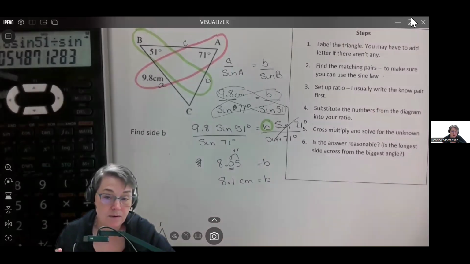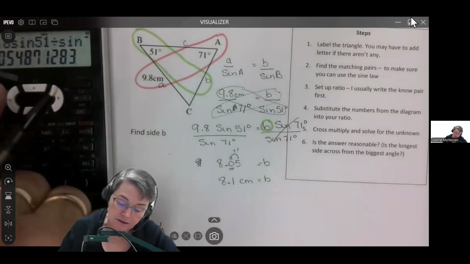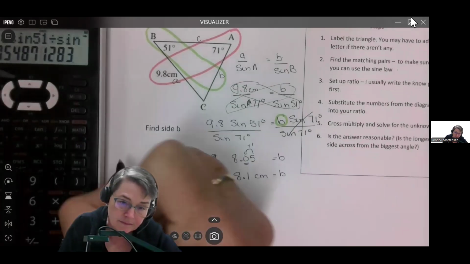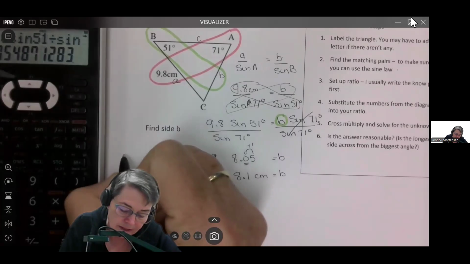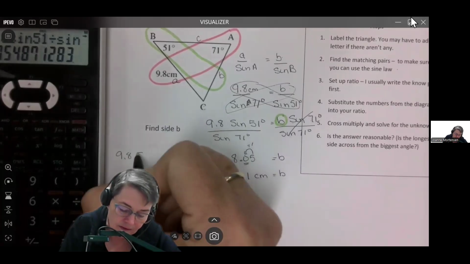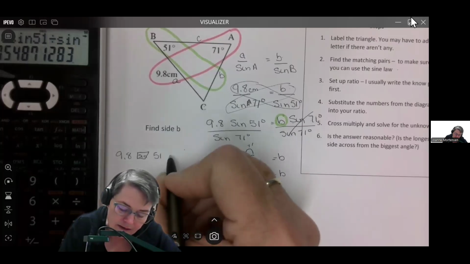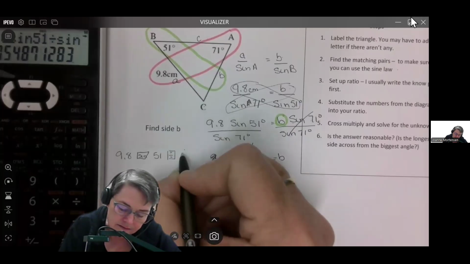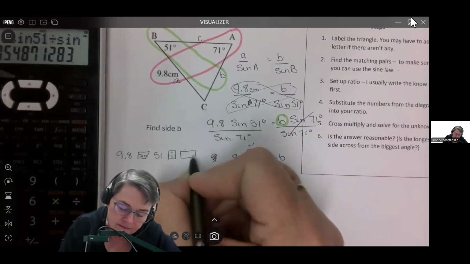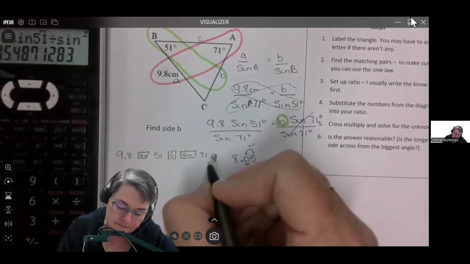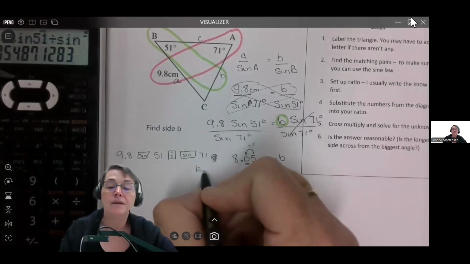Now, you know what? I'm going to just write down that calculator punch, key code, whatever you want to call it. So all I did is I went 9.8, sine 51, divided by sine 71, and equals. I don't know if you need that, but that may help you.